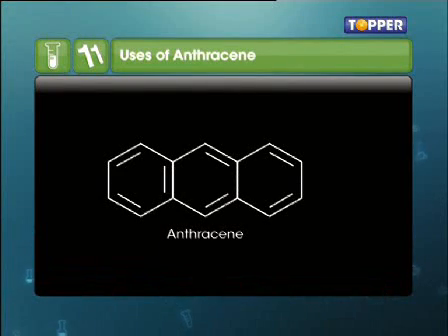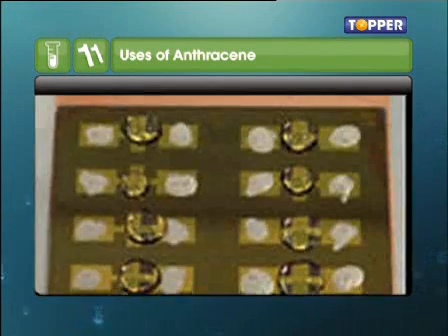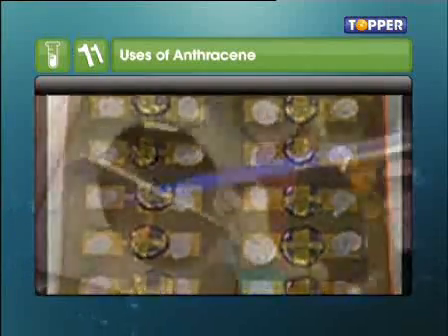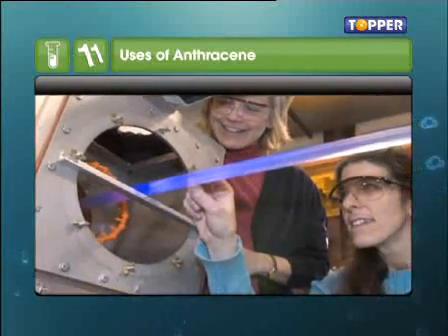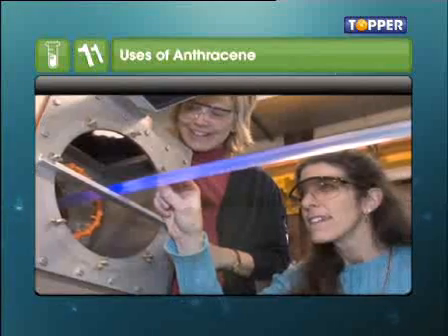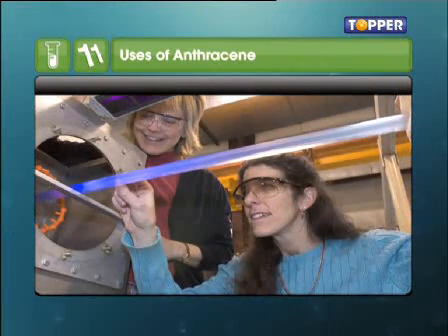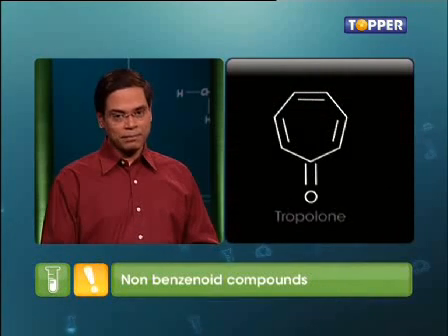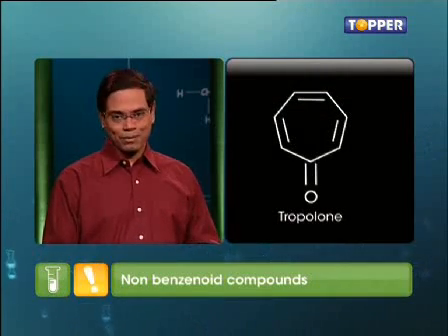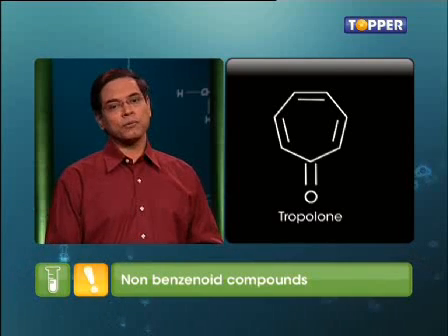Coming to anthracene. Anthracene is an organic semiconductor. It is used as a scintillator for detectors of high energy photons, electrons and alpha particles. Now let's take a look at examples of non-benzenoid compounds. One of them is tropolone.